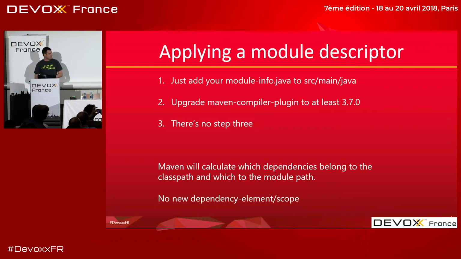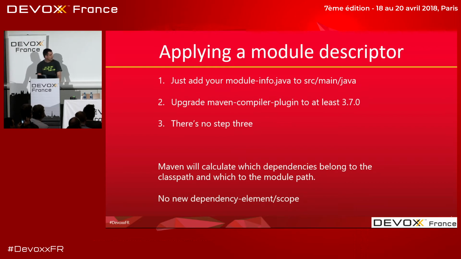And this worked because Maven can calculate based on all the jars which you normally put on the class path. It can decide if they belong to the class path or module path based on the module descriptor. So there is nothing you need to add to the POM file, to the dependencies, or there are no new elements or scope or what we had to add. This is all you need to do.